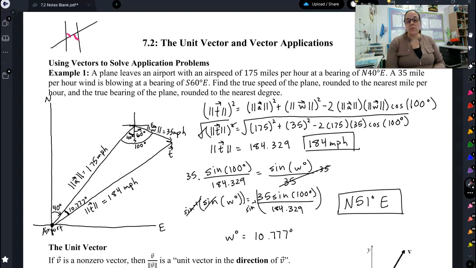So that is a really awesome example of a vector application problem. We used vector addition, we used the law of sines and the law of cosines from chapter 5, a really great review. We talked about alternate interior angles, which is a good geometry review. Basically, this is just a really awesome review kind of problem. Anyway, now that we're done with that, in the next video, we'll actually move on to the new stuff for today's lesson, talking about unit vectors.